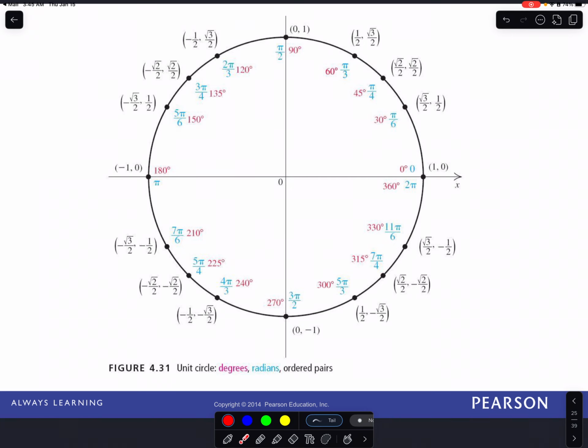So then 30, 140, 135, 150, right? So if we take that quadrant 1 and reflect across the y-axis, the y values stay the same, but the x values go from positive to negative. If we take that quadrant 1 and reflect over the x-axis, the x values stay the same, but the y values change sign. And if we reflect about the origin, both x and y change signs, right?